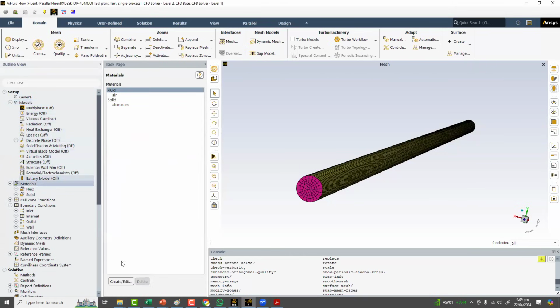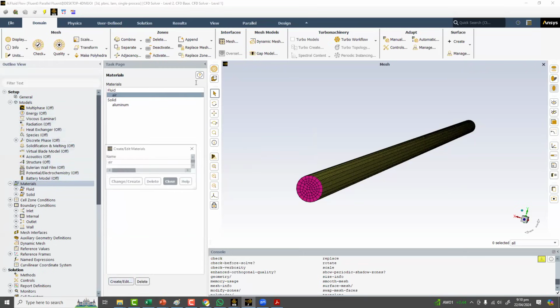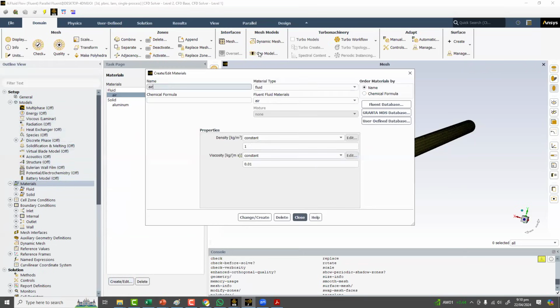So now materials. Here we can define our new material. For example, I can click on create/edit and put the new name as my fluid. Okay. And I can put in my properties, which are density equal to 1 and viscosity 0.01. I can have my own fluid. Okay. So it will overwrite over here.